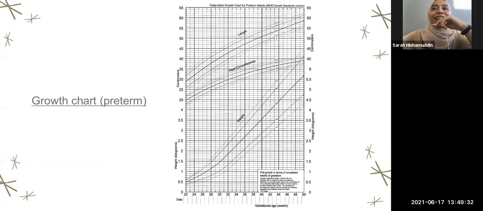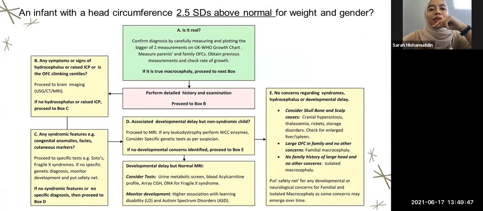Okay. All right. So the next one is the growth chart for the preterm. Basically, the difference is the gestational age at the bottom of the chart. Okay, next slide.